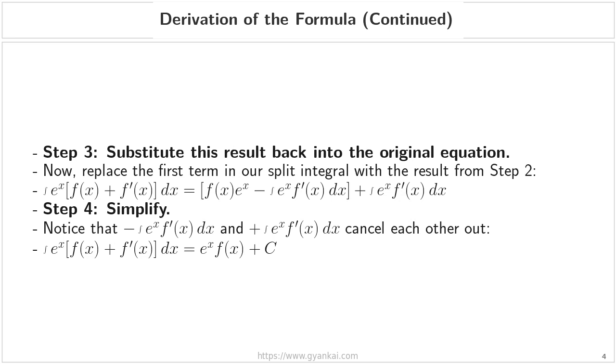If you look closely, you'll notice something beautiful happens. We have a negative integral of e to the power of x times f prime of x, and a positive integral of e to the power of x times f prime of x. These two terms perfectly cancel each other out. They are additive inverses. So, what's left? We're left with just the integral of e to the power of x times the quantity f of x plus f prime of x equals e to the power of x times f of x plus the constant of integration, C.